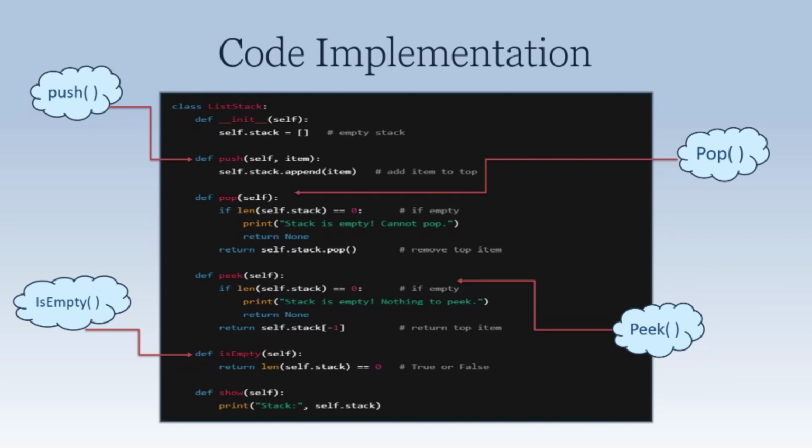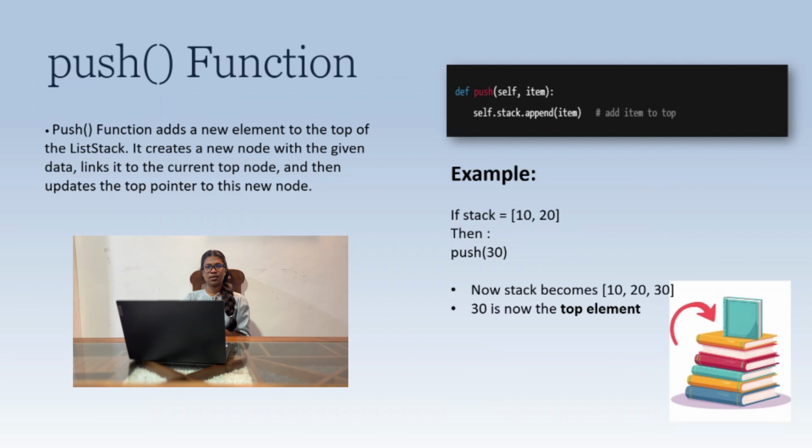In here, we are going to discuss 4 main functions: push, pop, peek, and isEmpty methods. Let's talk about the push operation. It adds a new element to the top of the ListStack. Here is how it works.